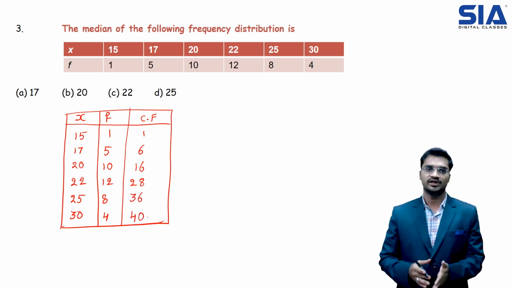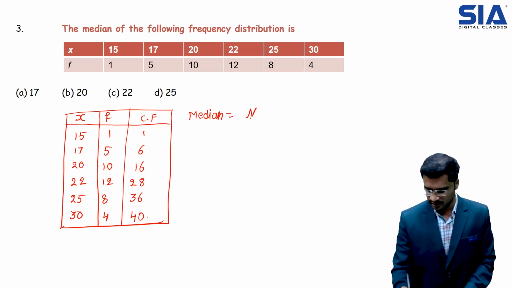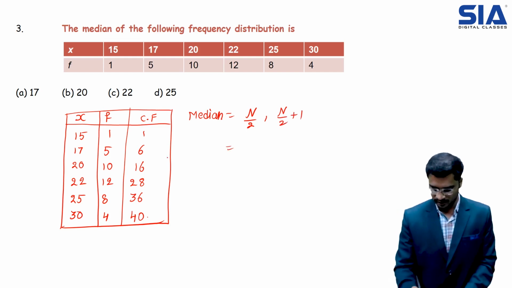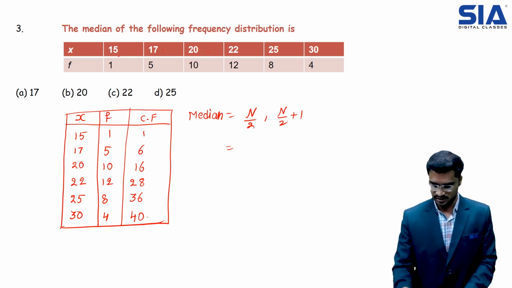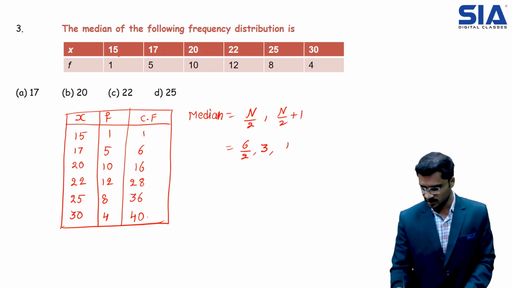Now we have to find the median. The median is nothing but the n by 2 th term, or the n by 2 plus 1 th term. So n by 2. How many observations are here? 1, 2, 3, 4, 5, 6. So 6 by 2. 6 by 2 is 3, and 3 plus 1 is 4.